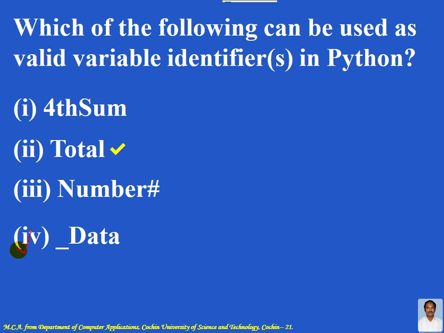Can option number four be an identifier? Yes, variable name or identifier should start either with an underscore or alphabet. So it starts with an underscore. So this can be a variable name. So out of these four options, the correct identifiers are option number two and option number four. So this is how the question comes for the board exam.